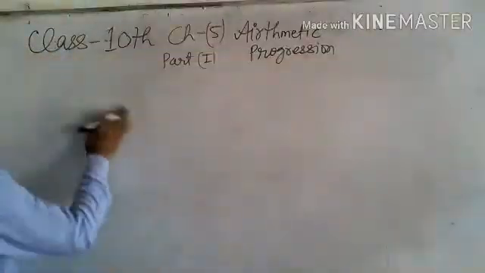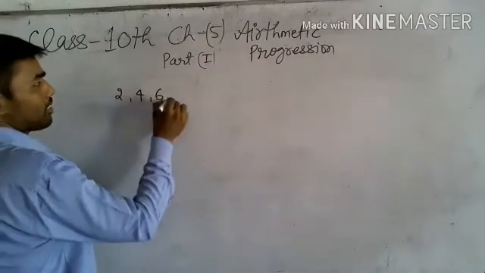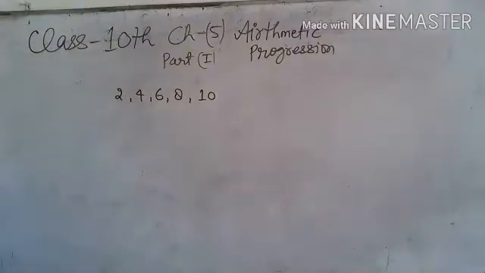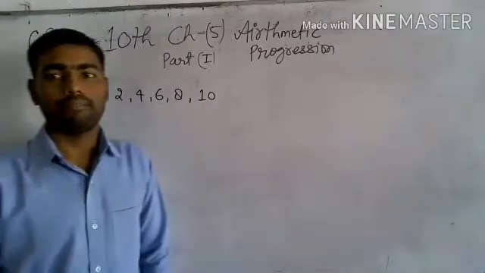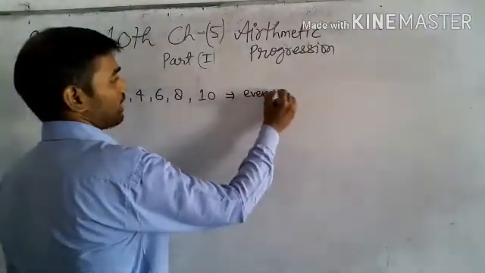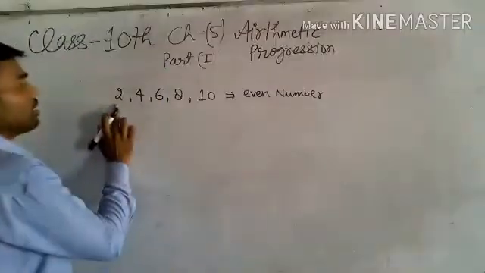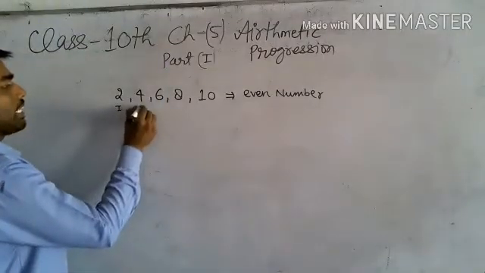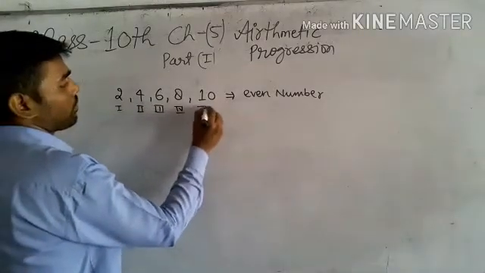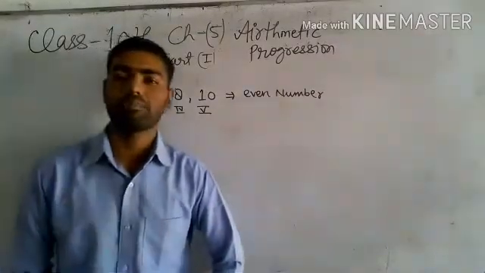So first of all, we take an example, that is 2, 4, 6, 8, 10. All these numbers are even numbers, and you can see easily that this is the first term, this is the second term, this is the third term, this is the fourth term, this is the fifth term. There are 5 numbers: 2, 4, 6, 8 and 10.